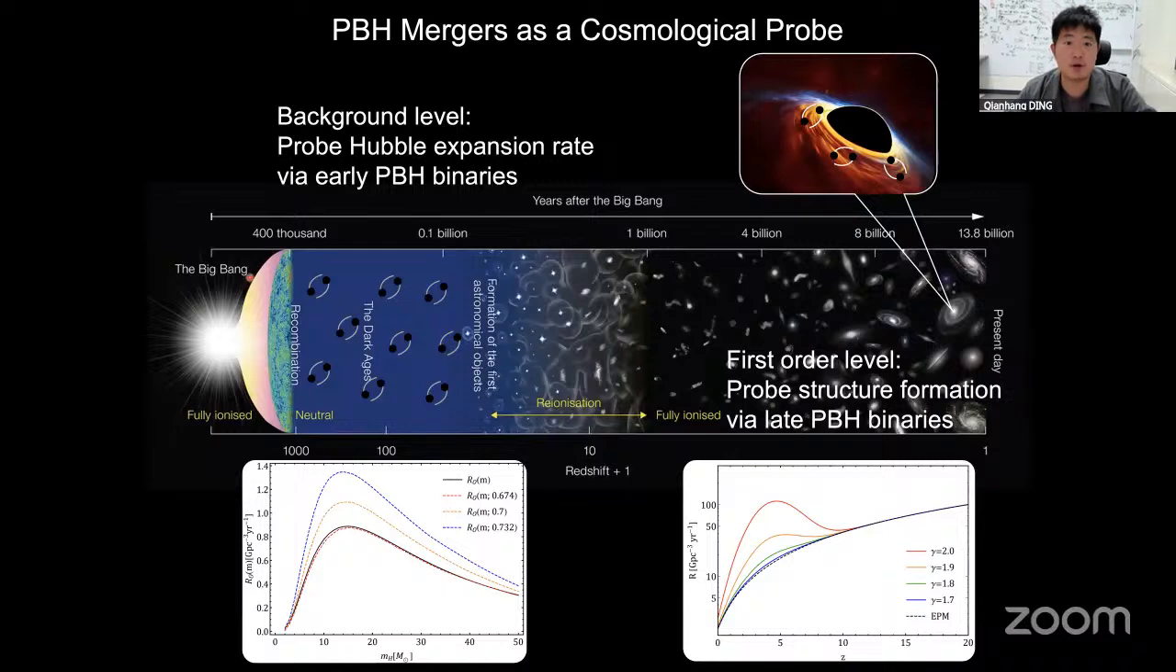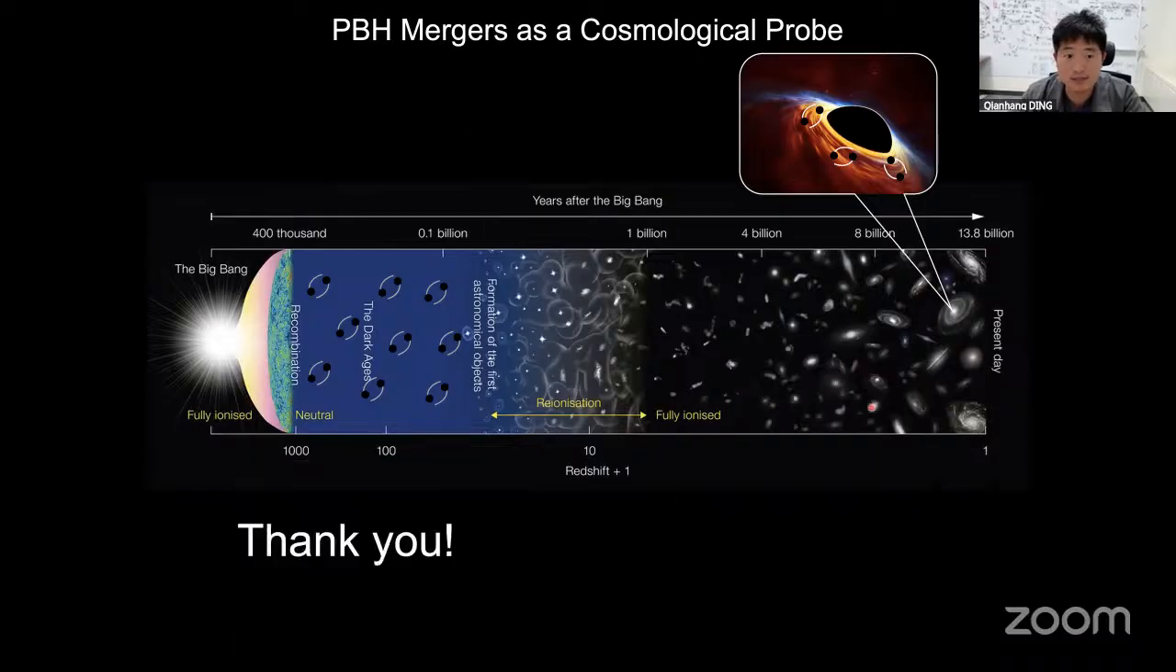So in principle, using the primordial black hole merge rate, the early PBH merge rate, we can probe our universe on the background level to study the Hubble expansion rate. And we studied the late PBH binaries around the supermassive black hole inside the dark matter spike. Their merge rate evolution with redshift, this shape can help us to know how the structure was formed. So this is basically how we use primordial black hole mergers as a cosmological probe. So that's all. Thank you.